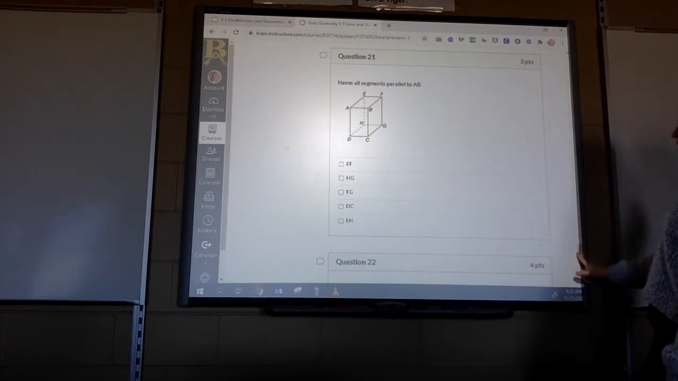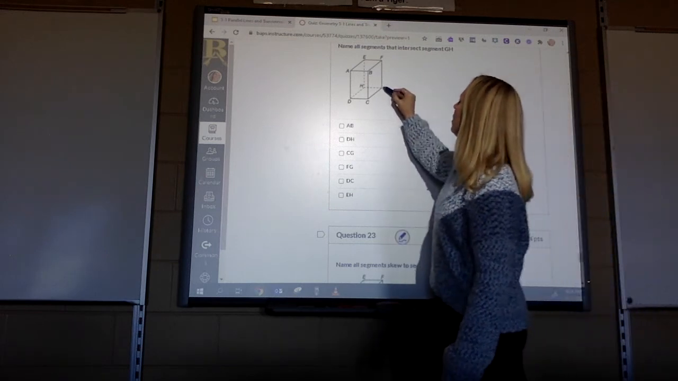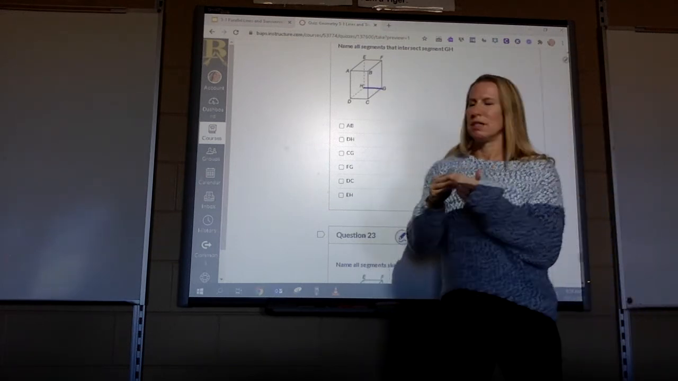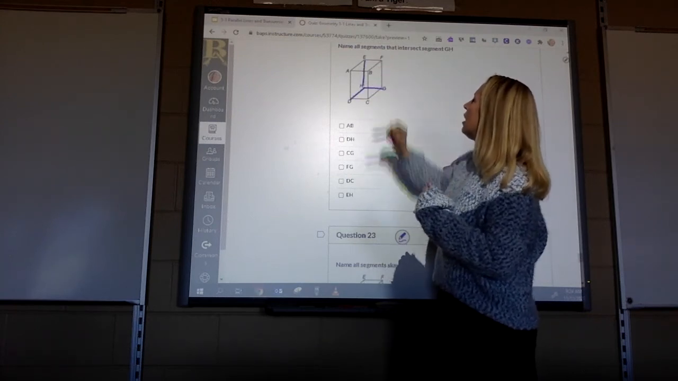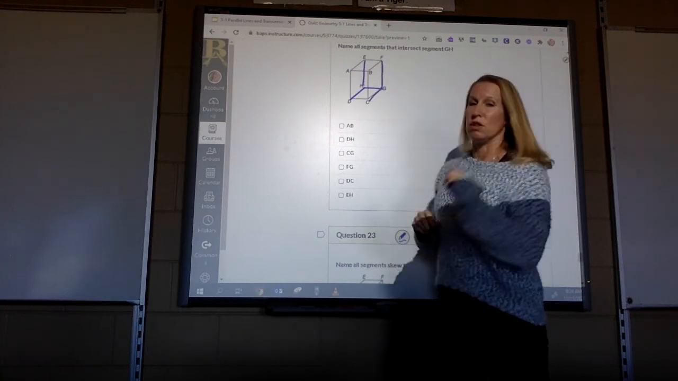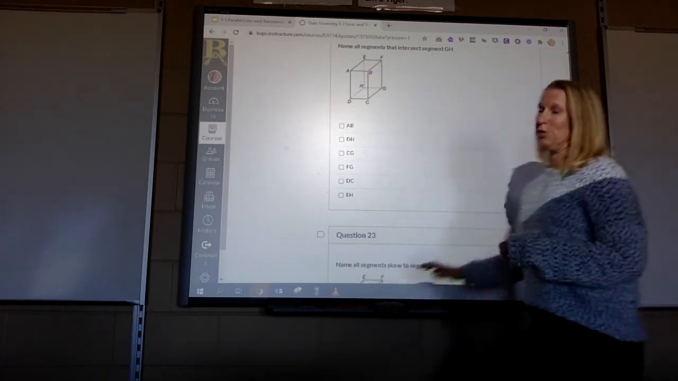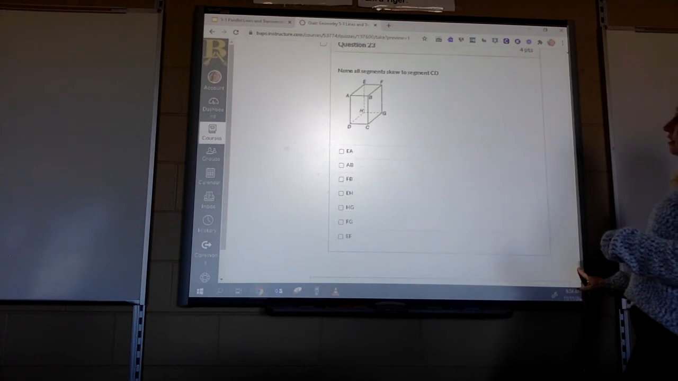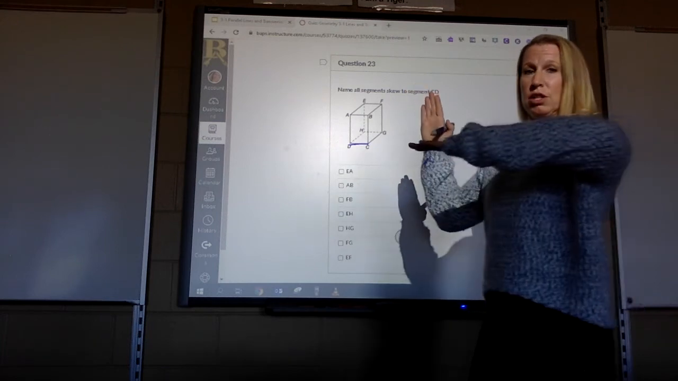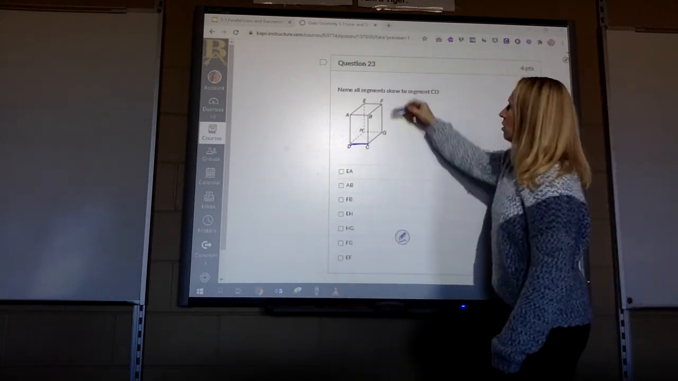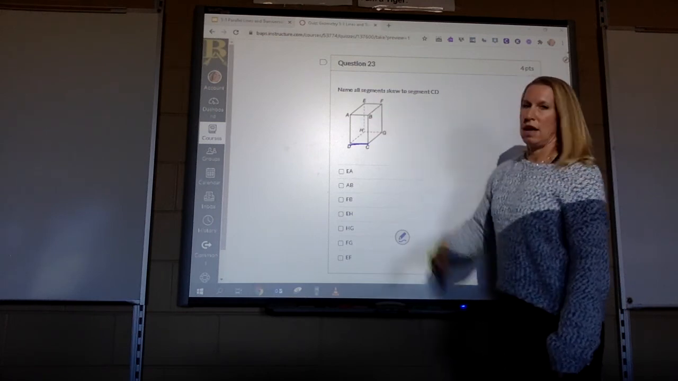And then finally we have intersect and skew. Intersect GH. Intersect means it touches it. So like DH, EH, FG, and CG. As long as it touches that, that would be intersect. And then we have skew. Skew to CD. That means different plane, different direction. So like FG, EH, EA, and FB.